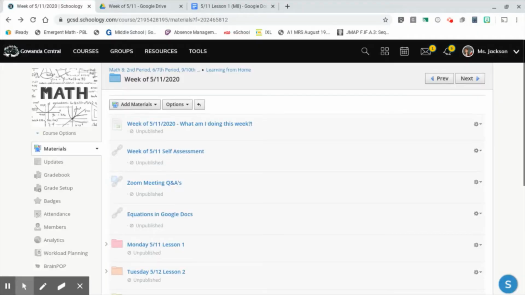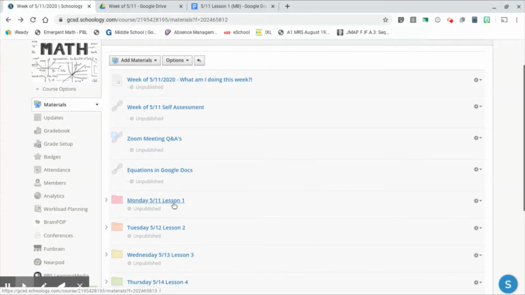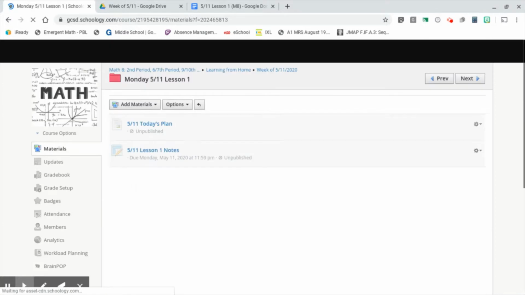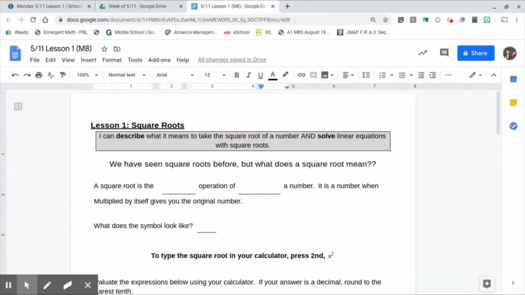I'm starting in the week of 5/11/2020 folder. Today we're doing lesson 1, so I'm clicking on the Monday folder. Access your lesson through this assignment right here. Today we're doing lesson 1 on square roots. Your learning target is: I can describe what it means to take the square root of a number and solve linear equations with square roots.